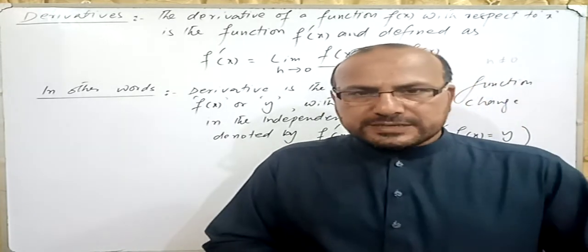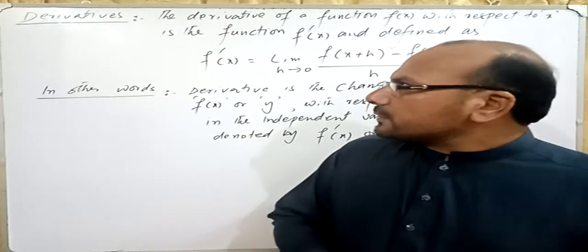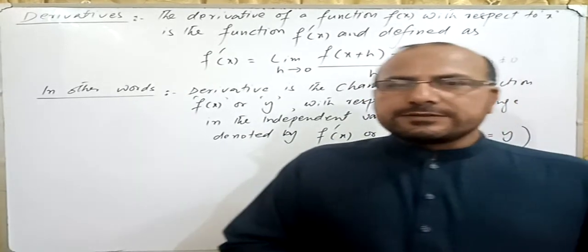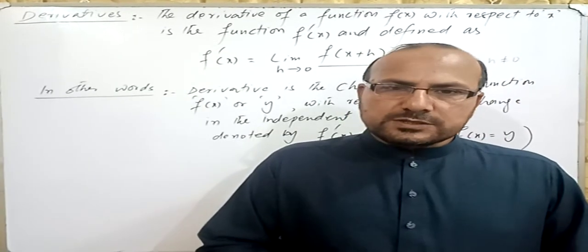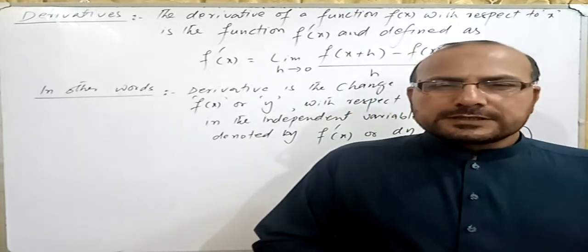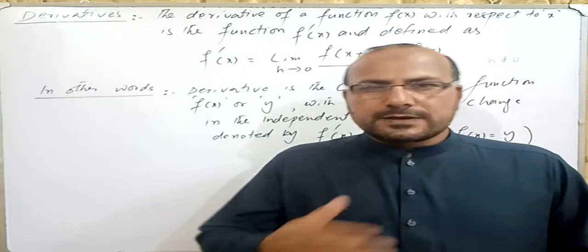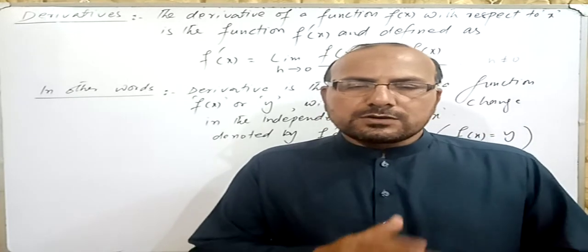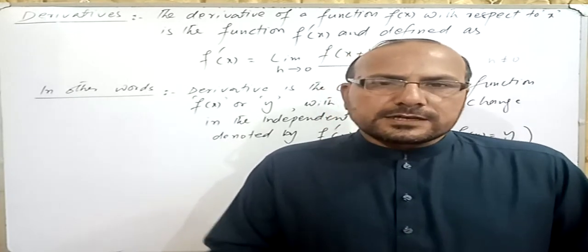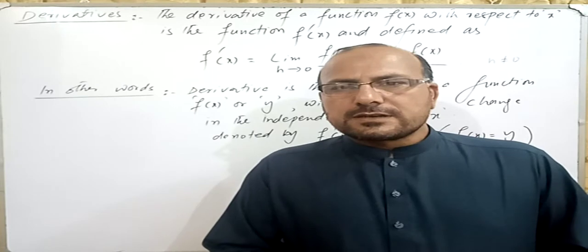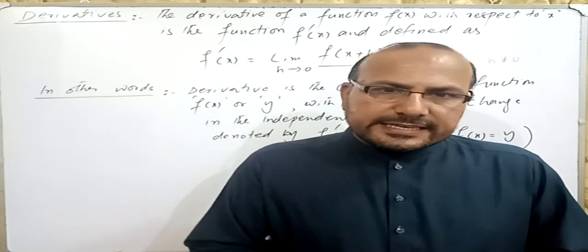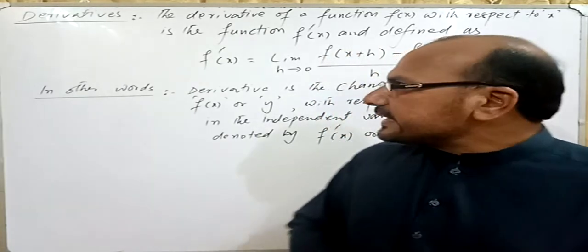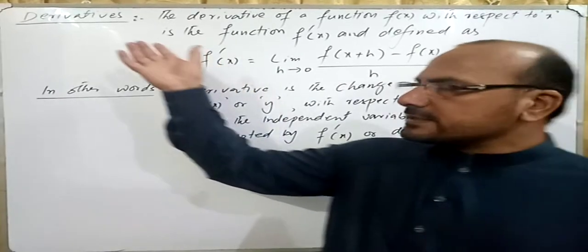Today we have Mathematics 2 for BBA students. The previous topic that we have studied was continuity. After the definitions of functions and limits, we discussed continuity, that is, how we can find out whether a function is continuous or discontinuous at any given point. After that, our today's topic is derivatives.